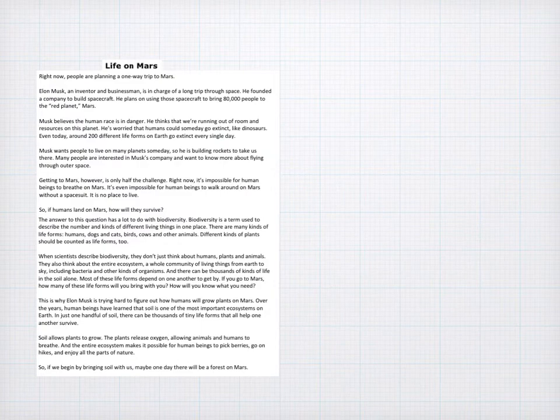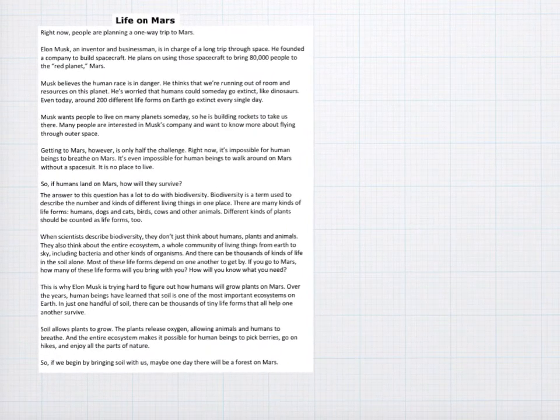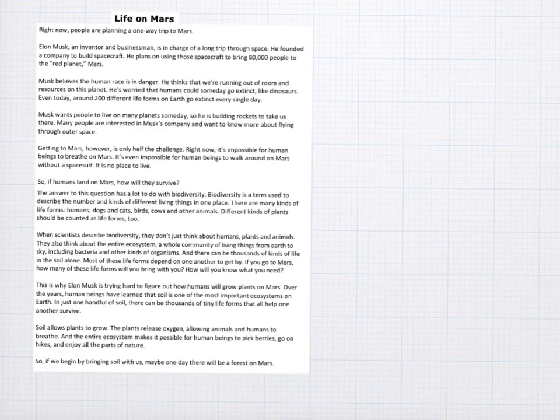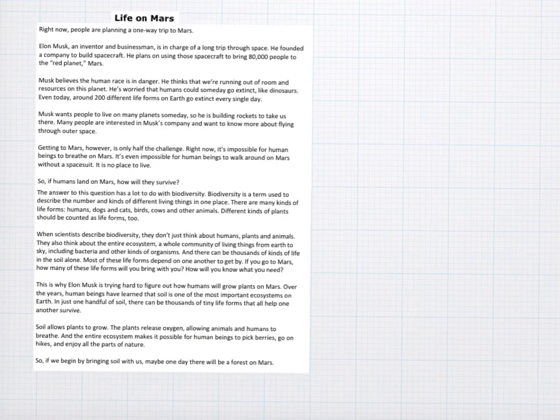Alright, let's practice again. So this article is called Life on Mars. And this is another short article so we can practice together. So I'll read it with you. Right now, people are planning a one-way trip to Mars. Elon Musk, an inventor and businessman, is in charge of a long trip through space. He founded a company to build spacecraft. He planned on using those spacecraft to bring 80,000 people to the red planet, Mars.